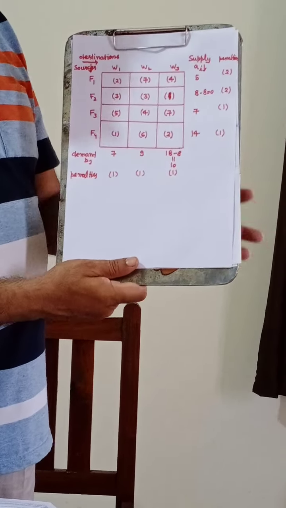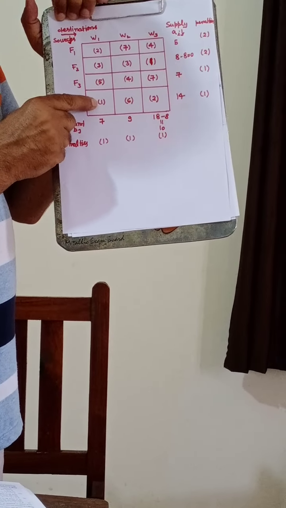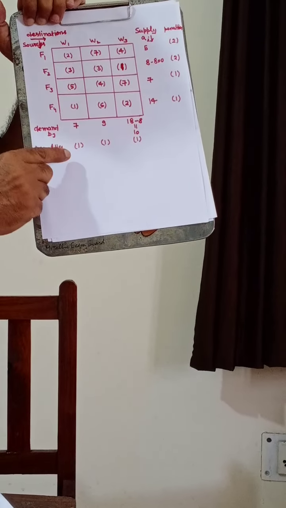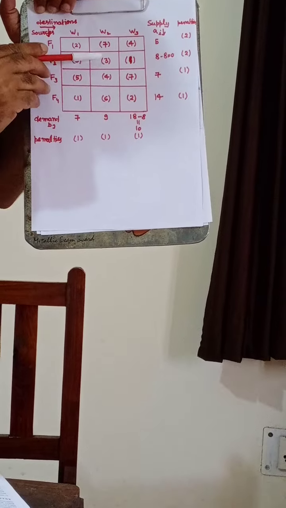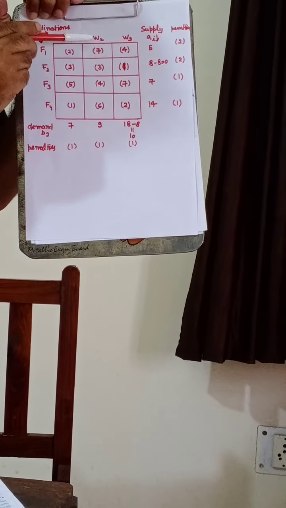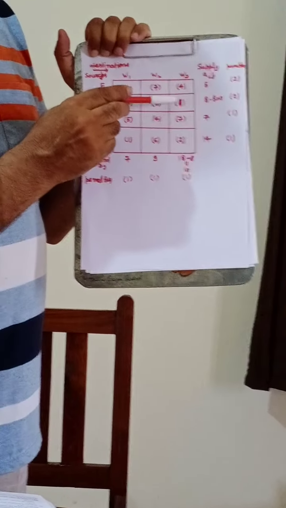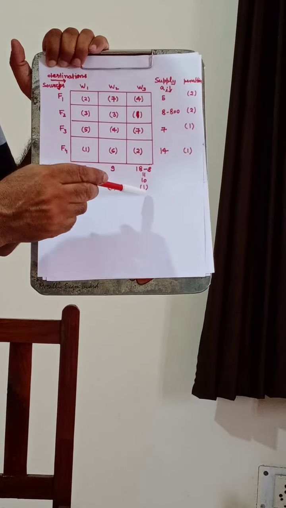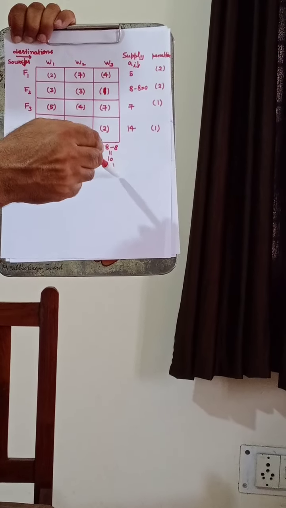Now we will find the penalties of each column. Here in the first column the lowest cost is 1 and the next lowest cost is 2, so its penalty is 1. In the next column the lowest cost is 3 and the next lowest cost is 4, so its penalty is 1, written here. And in the third column the lowest cost is 1 and the next lowest cost is 2, so its penalty is 1, written here. Now we see all the penalties of rows and columns.